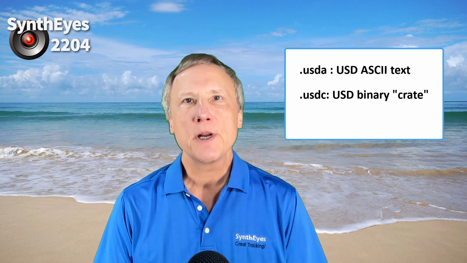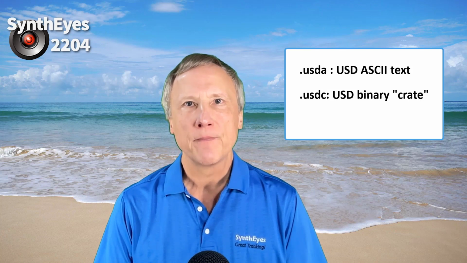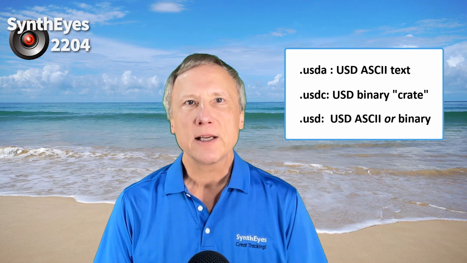Now, some technical details. The exporter writes .usda files, which means USD ASCII text. USD also has binary files called crate files with a .usdc extension. .usda files are larger and slower to read than binary .usdc files, but USDA files are much easier to create. Binary USDC crate files can be read very efficiently, directly from disk, much like Alembic files. To make things interesting, the plain .usd extension is commonly used, and it can contain either ASCII or binary data.